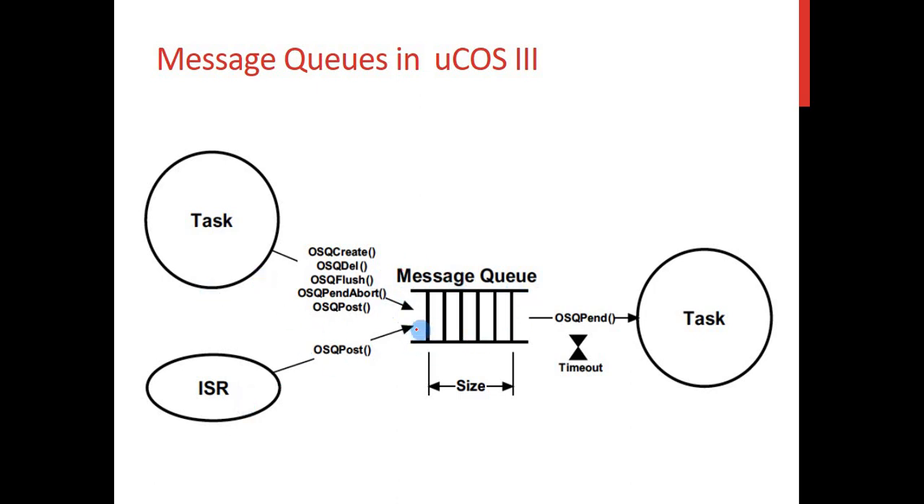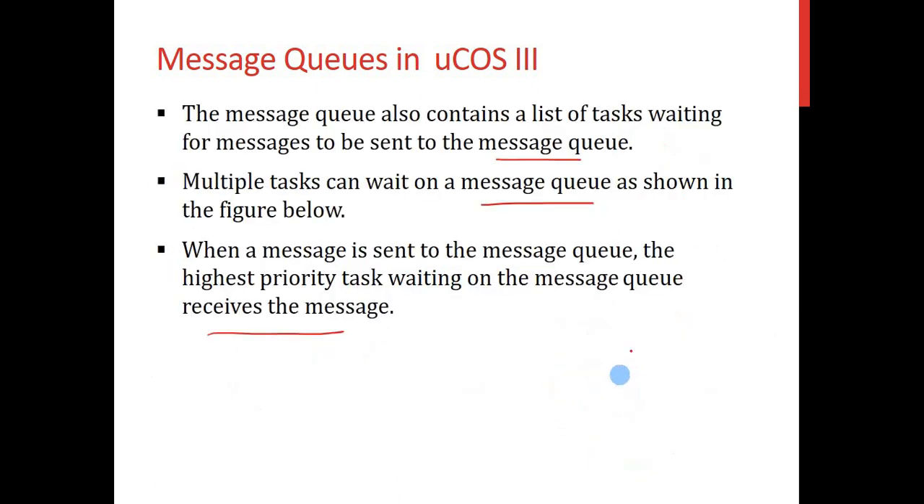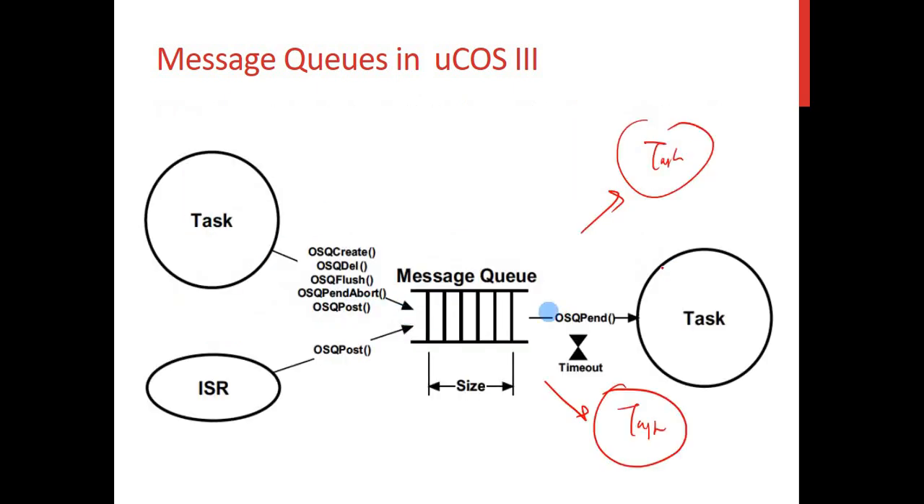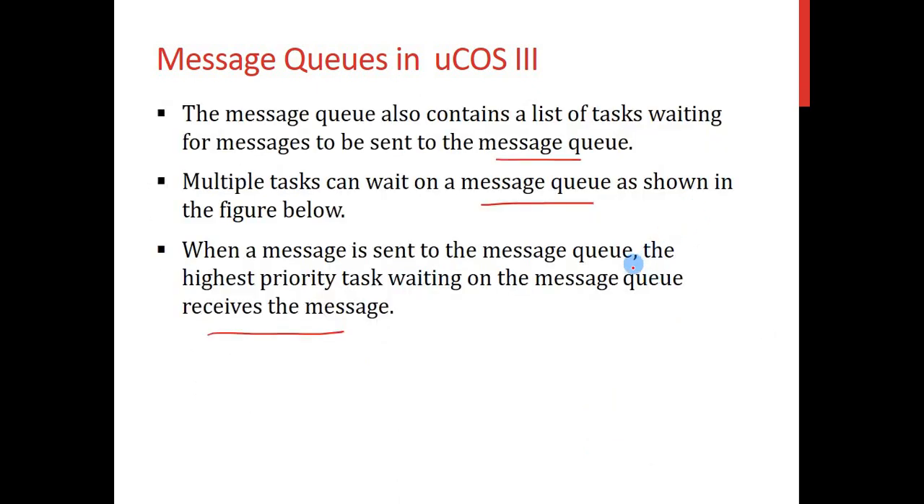That means there can be multiple tasks that are sending to the message queue. And assuming that before anybody sends, many tasks have already tried to read from it, then when a message is sent to the message queue, the highest priority task waiting on the message queue receives the message. So if there are multiple tasks waiting, whoever is the highest priority will get that message. So that is the message queue idea in OS3.